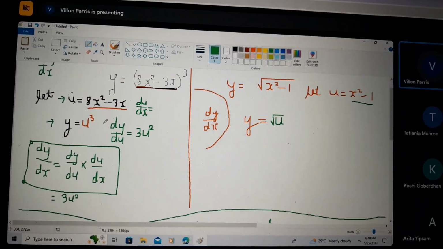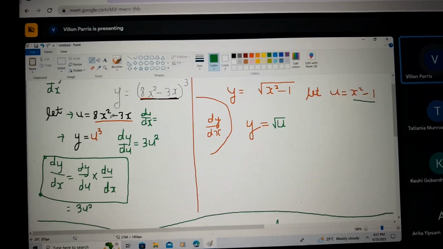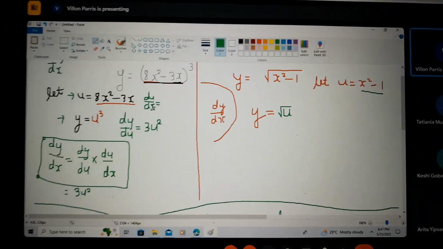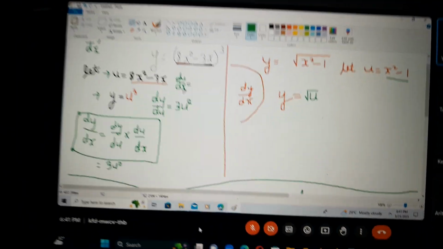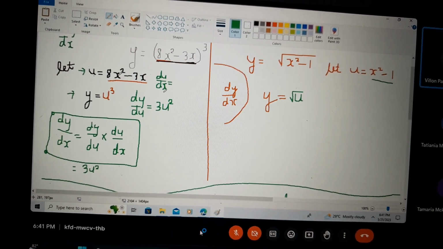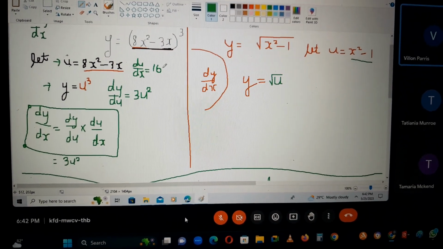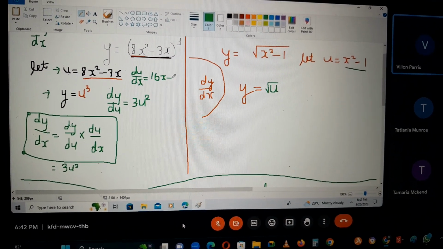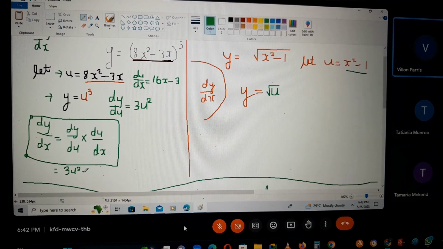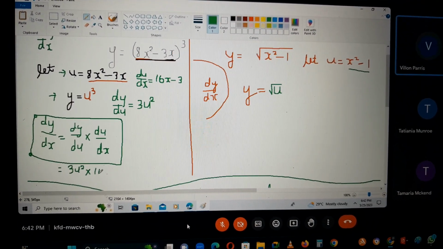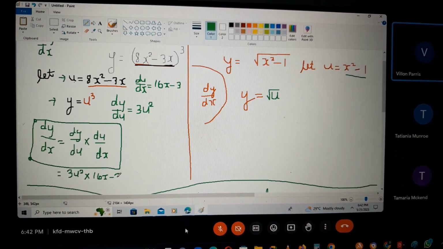Come on, there are several persons in this class. We're differentiating 8x squared minus 3x. 16x minus 3. Okay. Great. So where I have du/dx, I'm going to put now 16x minus 3.